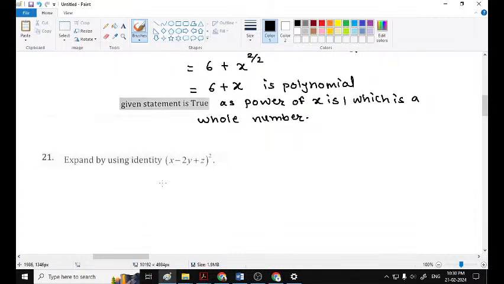Expand by using identity. This is the sum of three terms. So the related identity is (a plus b plus c) square, which is a square plus b square plus c square plus 2ab plus 2bc plus 2ca.